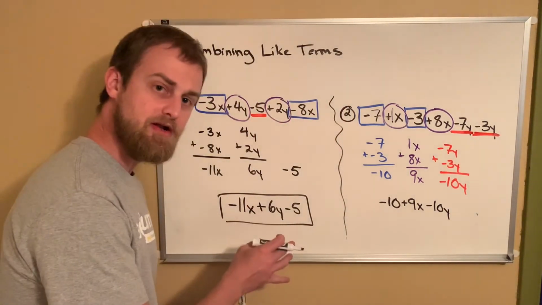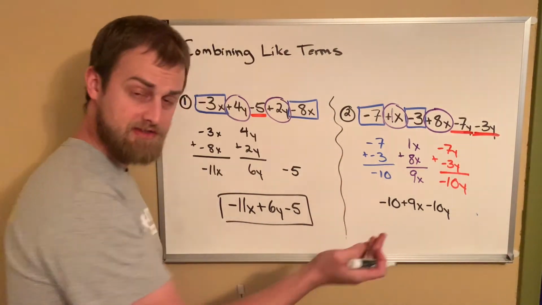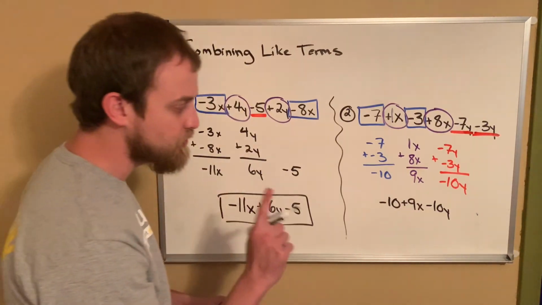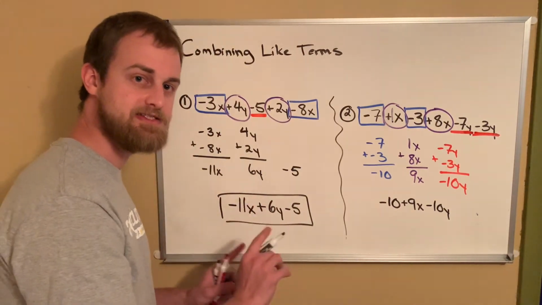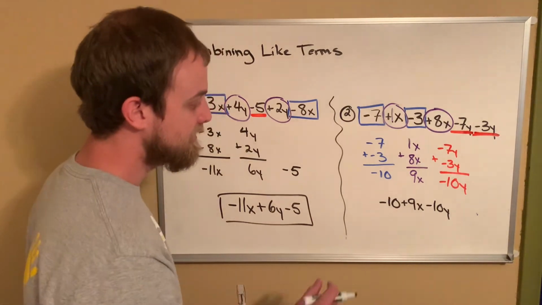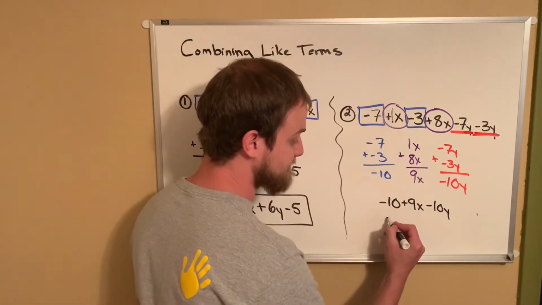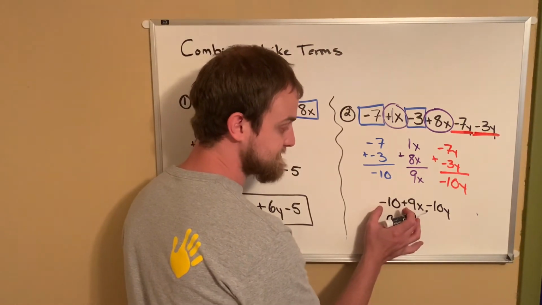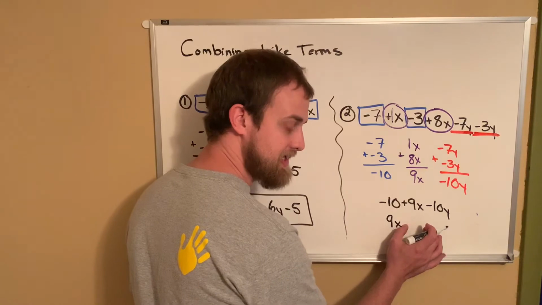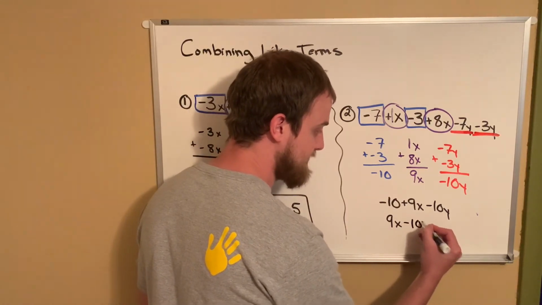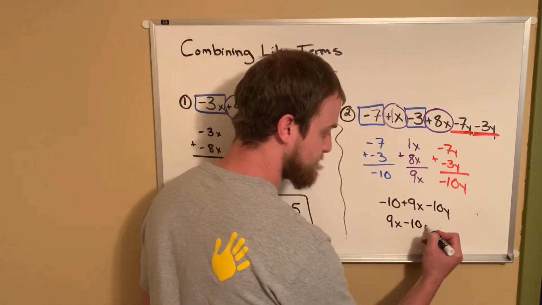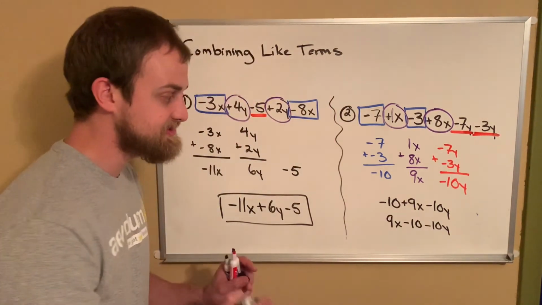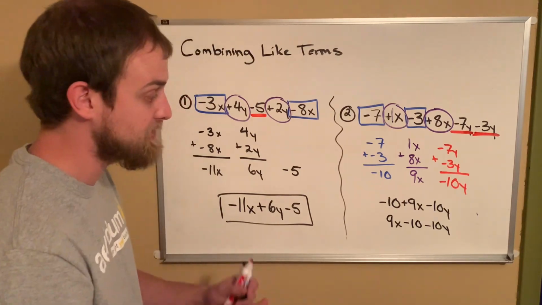Now, one thing I didn't point out in my first example: this is our final answer, and that's a correct answer. Notice you're also allowed to switch these terms around as long as the sign of the term stays with it. For example, I could do 9x first, so that's still positive 9x. But if I'm going to move this negative 10, I need to make sure that it's still negative when I move it. So minus 10, and of course minus 10y. Notice how I moved things around, but my terms still have the same positive or negative sign. I'm allowed to do that.